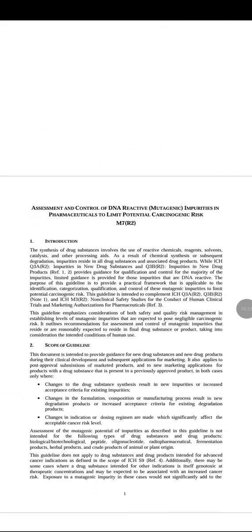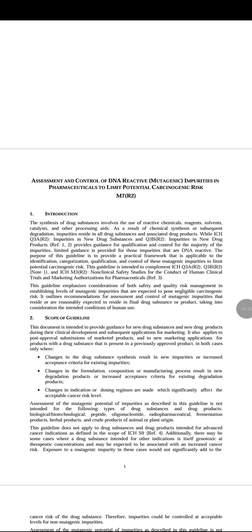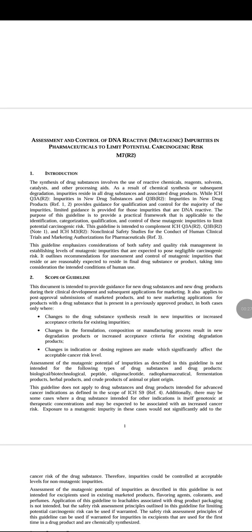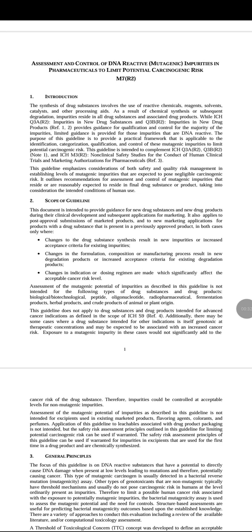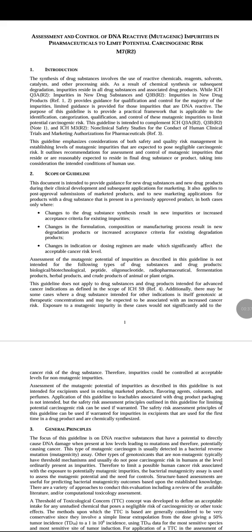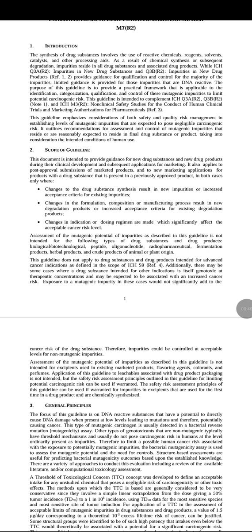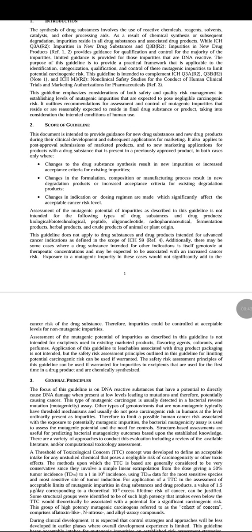The introduction: the synthesis of drug substances involves the use of reactive chemicals, reagents, solvents, catalysts, and other processing aids. As a result of chemical synthesis or subsequent degradation, impurities reside in all drug substances and associated drug products. While ICH Q3A on impurities in drug substances and ICH Q3B on impurities in new drug products provide some guidance on qualification and control for the majority of impurities, limited guidance is offered for impurities that are DNA reactive.